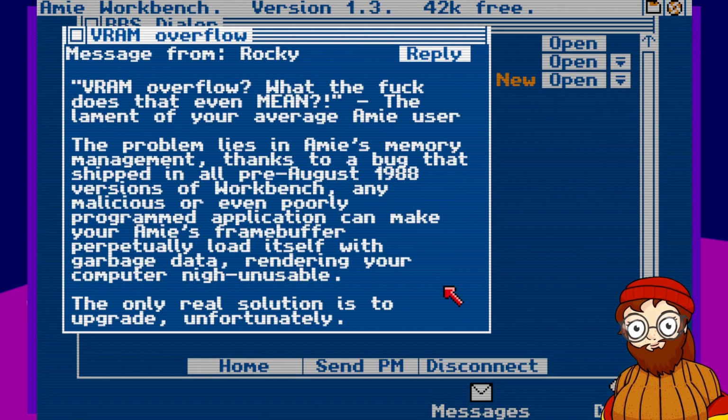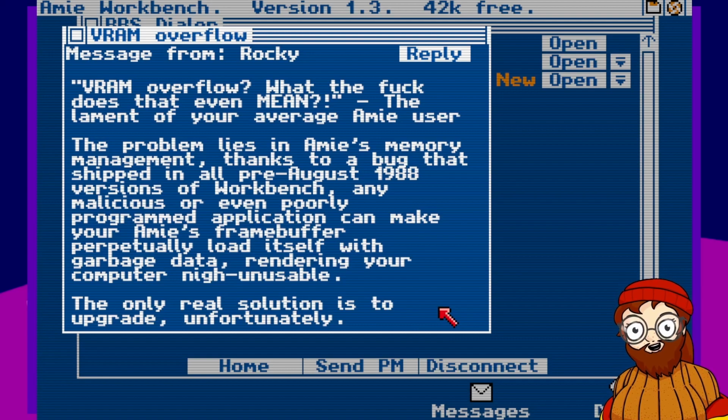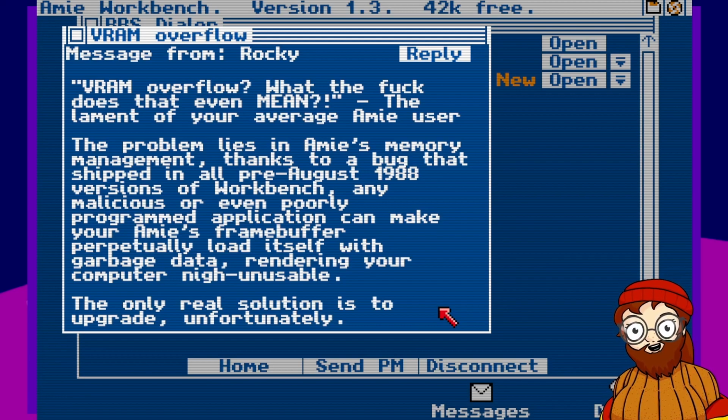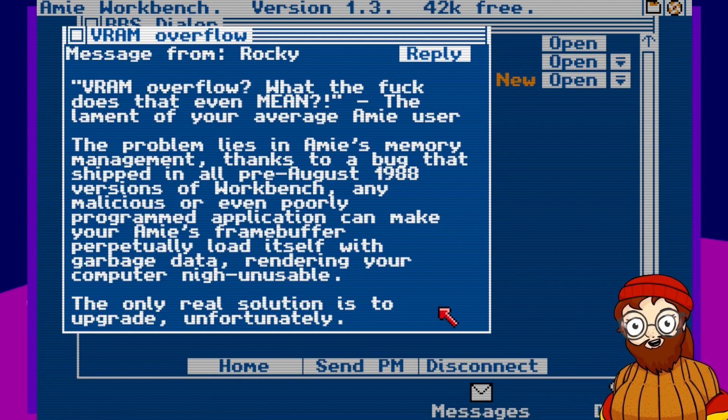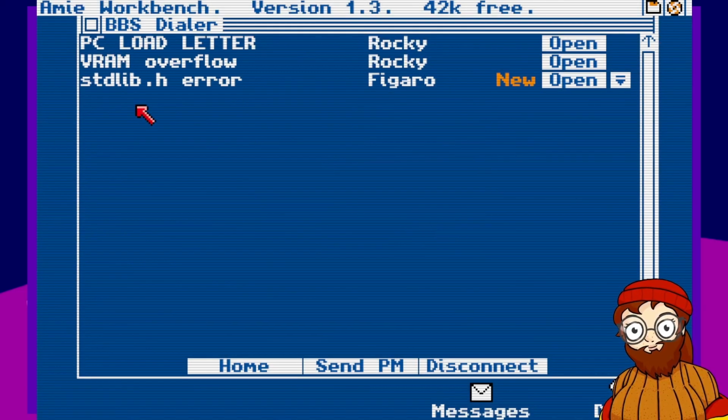VRAM overflow. Message from Rocky. VRAM overflow? What the fuck does that even mean? The lament of your average Amy user. The problem lies in Amy's memory management, thanks to a bug that shipped in all pre-August 1988 versions of Workbench. Any malicious or even poorly programmed application can make your Amy's frame buffer perpetually load itself with garbage data, rendering your computer nigh unusable. The only real solution is to upgrade, unfortunately.